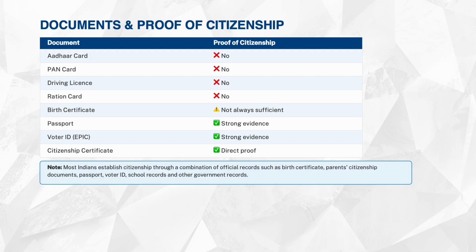Voter ID card too, because your voter ID EPIC card is authorized, signed, sealed, approved by your village council, your community, the deputy commissioner, and everything so forth, right? So it also is very strong evidence of your citizenship. And lastly, citizenship certificate, direct proof of citizenship. That's the only certificate, citizenship certificate or citizenship order.